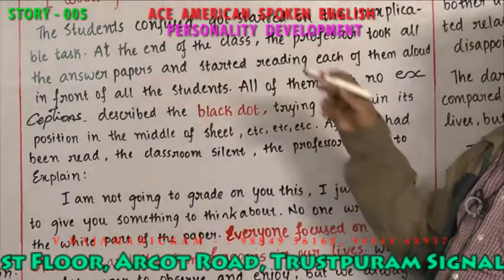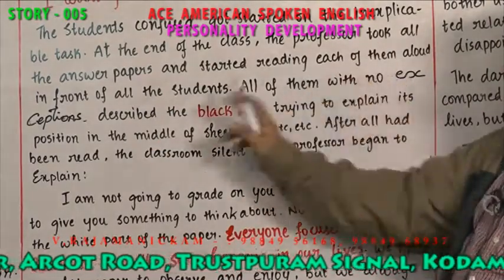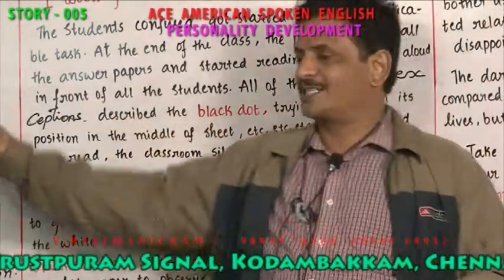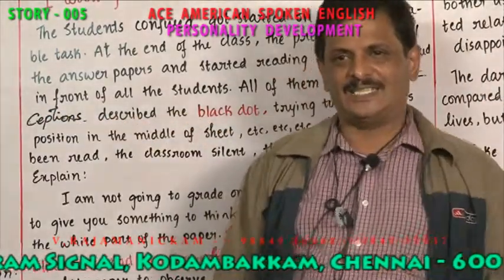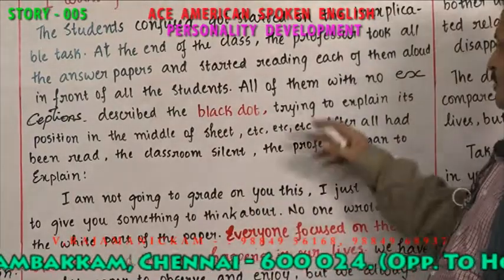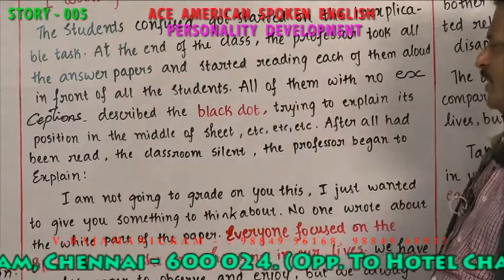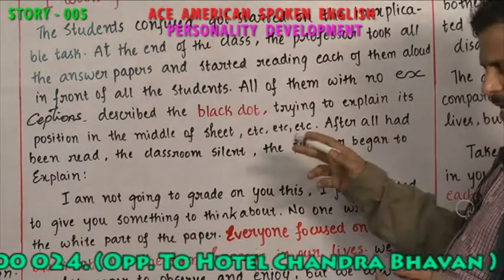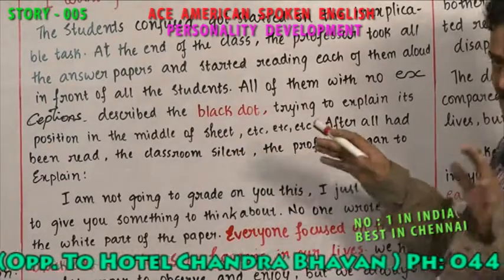In front of all the students, all of them with no exceptions, everybody described the black spot. Sir, the white sheet is there. In the middle of the white sheet, there is a black spot. They were trying to explain its position in the middle of the sheet, telling where the black spot is. After all had been read, the classroom was silent.